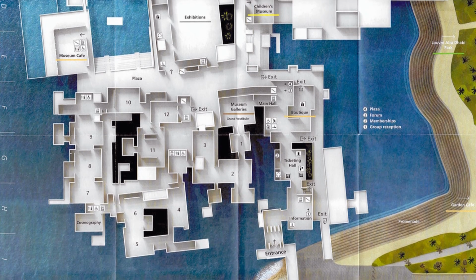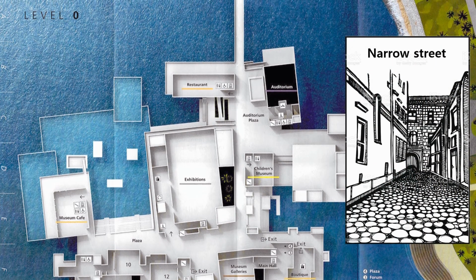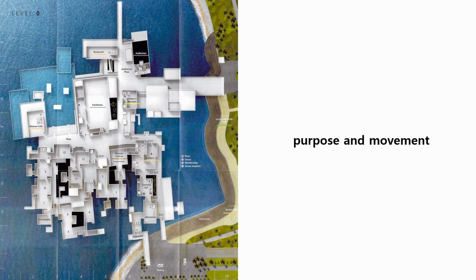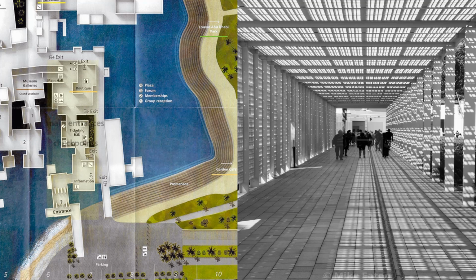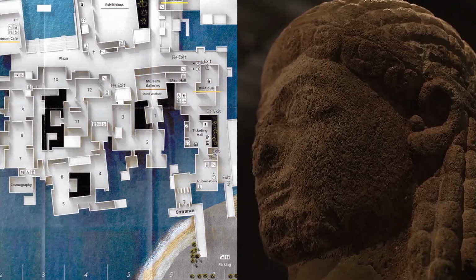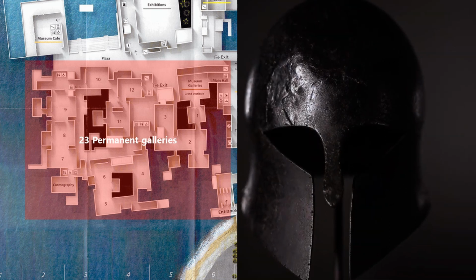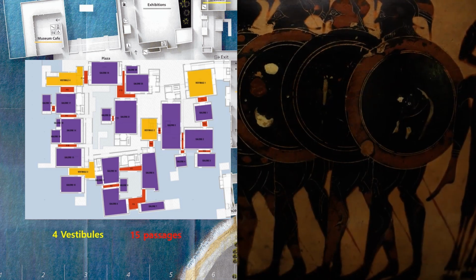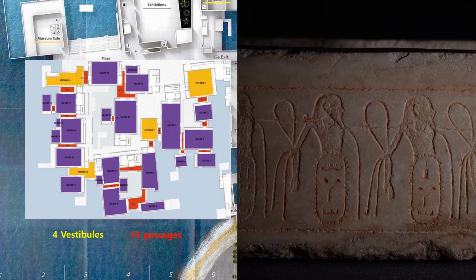Visitors walk through 55 buildings, just as they wander through the narrow streets of a Medina. The purpose and movement of each building are as follows. Follow the main entrances and checkpoints below, and enter the Louvre Abu Dhabi. You can enjoy the works in 23 permanent galleries. In this space, of course, there are 4 vestibules and 15 passages between the buildings, so you can take a look at the outside and relax in the middle.